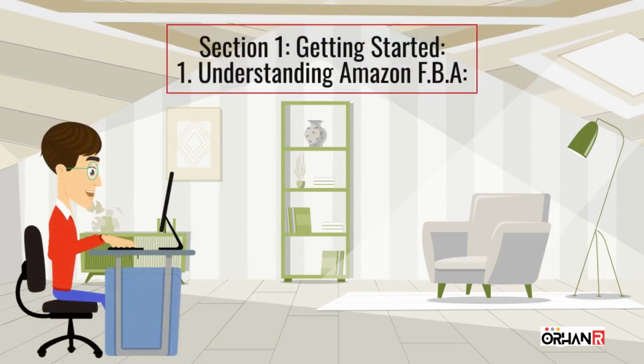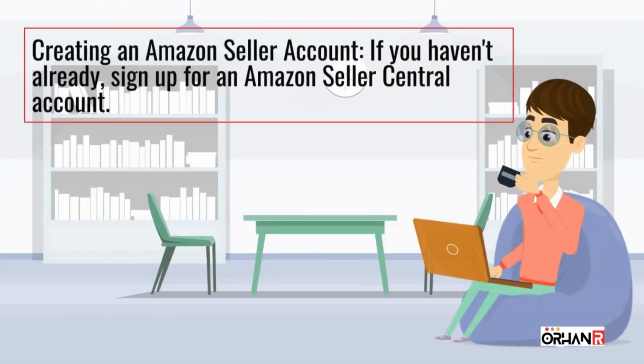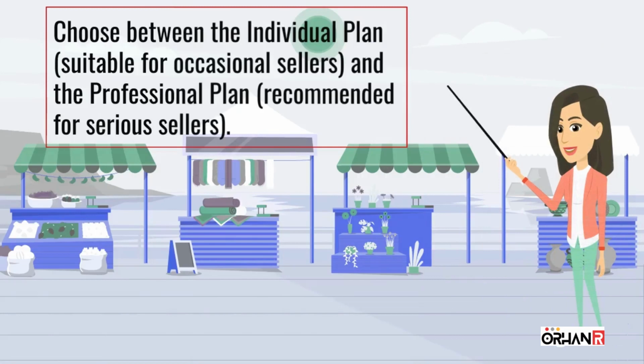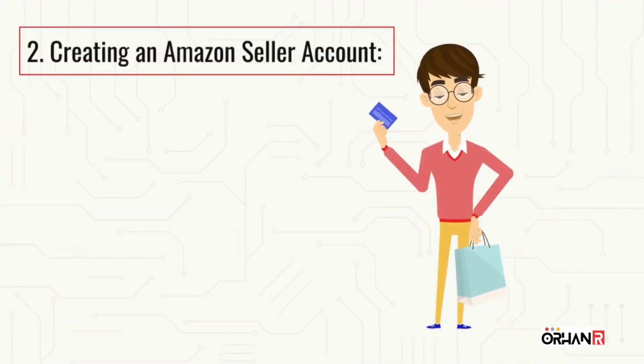Section 1, Getting Started. 1. Understanding Amazon FBA. Creating an Amazon seller account. If you haven't already, sign up for an Amazon Seller Central account. Choose between the individual plan, suitable for occasional sellers, and the professional plan, recommended for serious sellers. 2. Creating an Amazon seller account.